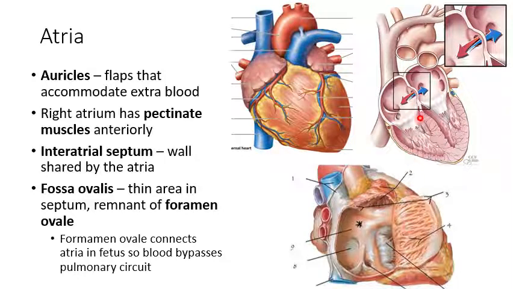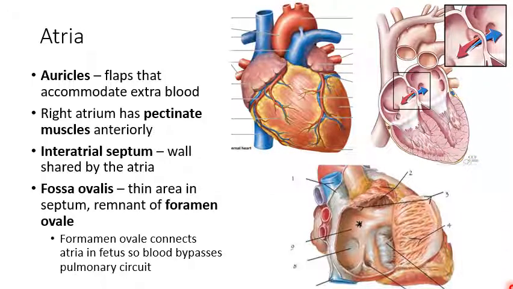Then you have the interatrial septum running between the atria. It's just the wall between the two atria. It's very small, the atria are very small, so a lot of the time it's hard to see that wall if you actually dissect the heart. It's very short, it's very brief.